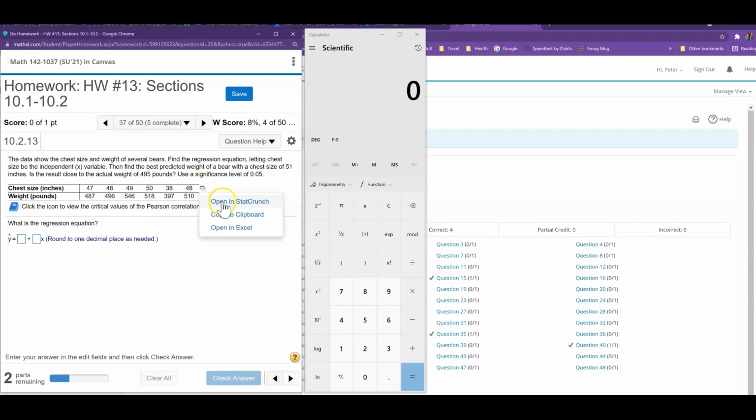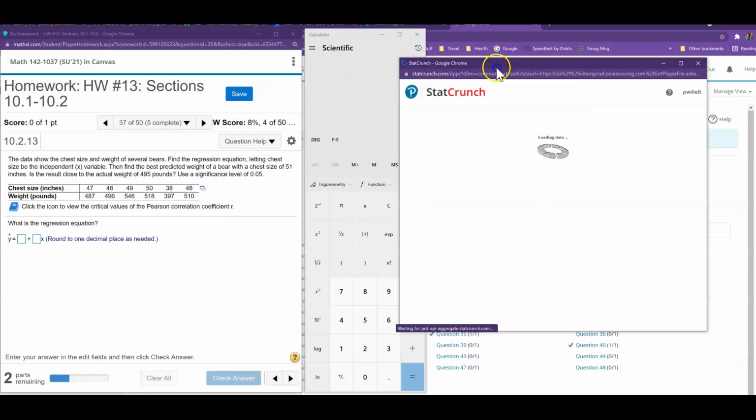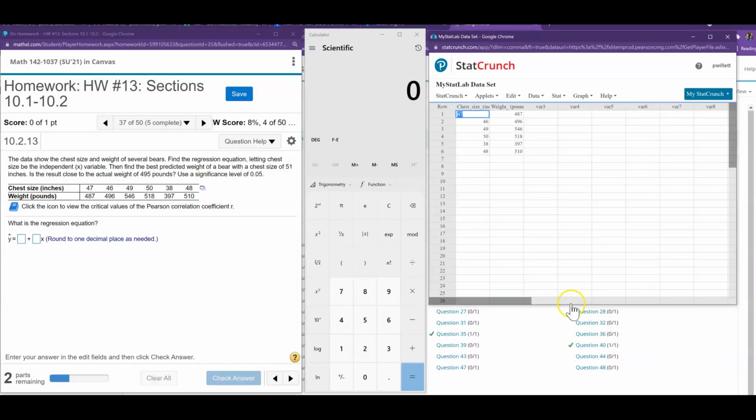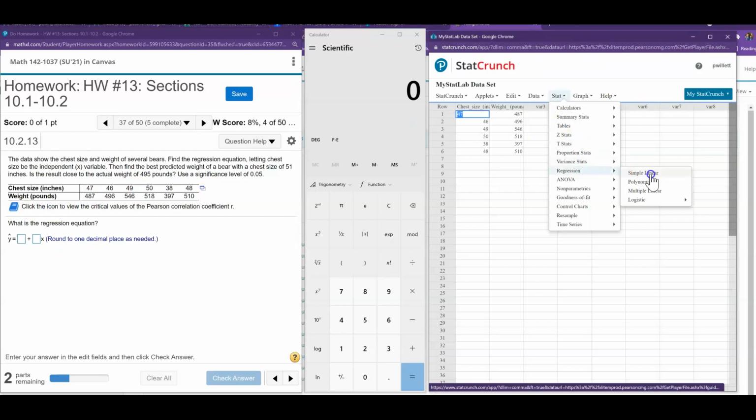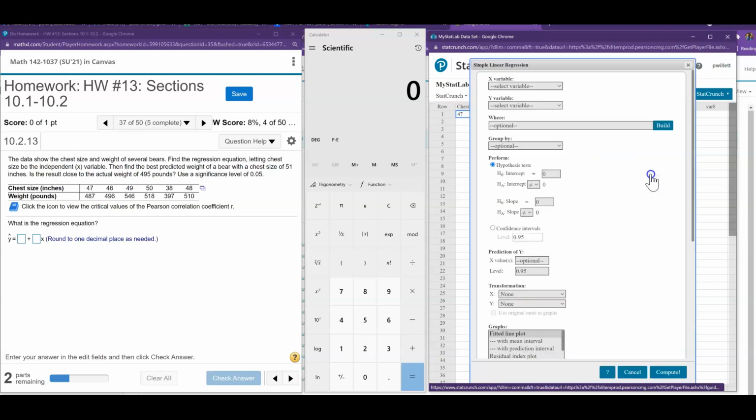So first we'll open up this data in StatCrunch. And we only have 6 data values, so it's not a real big data set here. But to come up with the regression line, we're going to go to Stat, Regression, Simple Linear. Then we're going to choose the chest size for X, as the problem indicated, and the weight for Y. And there's some stuff here about the null hypothesis, but the defaults here will always work for our problems, so we're just going to compute.